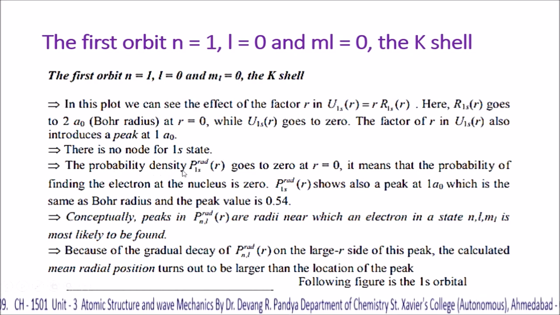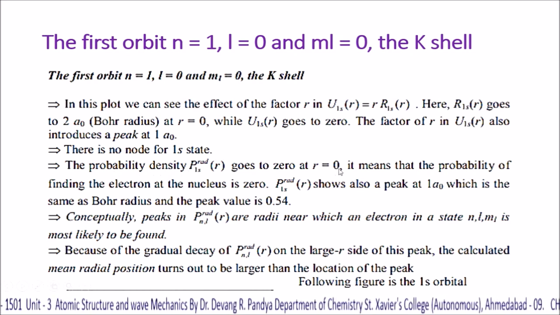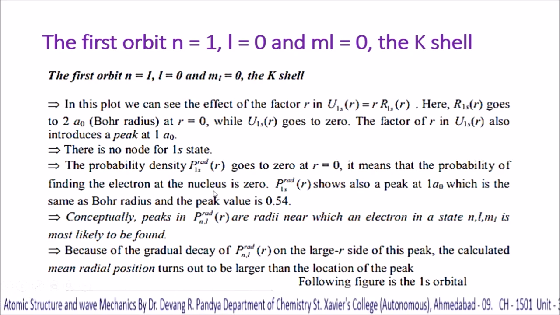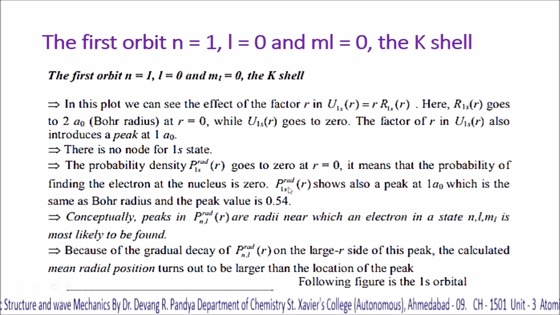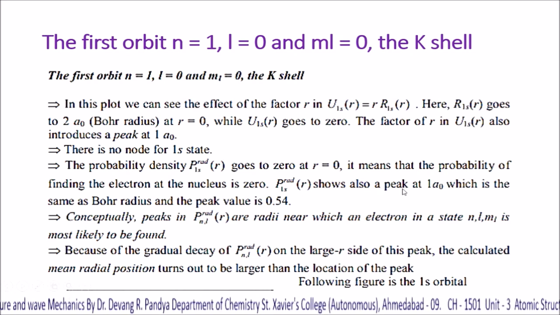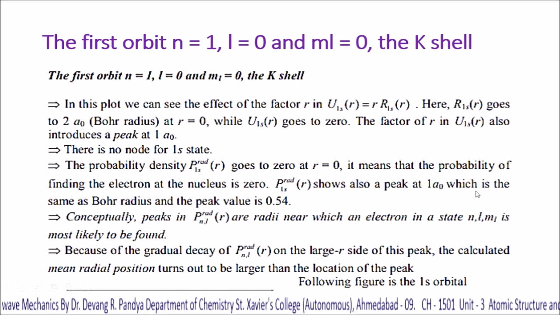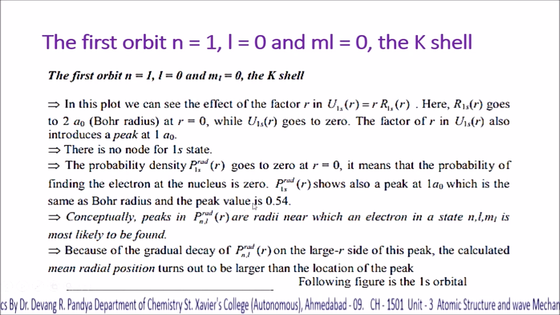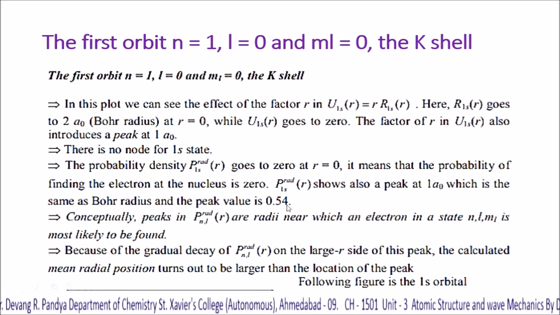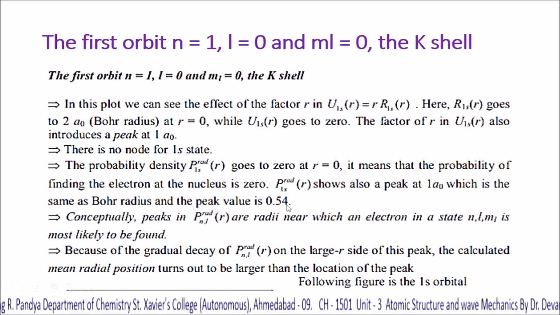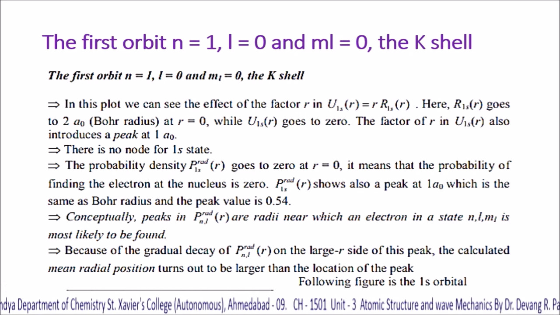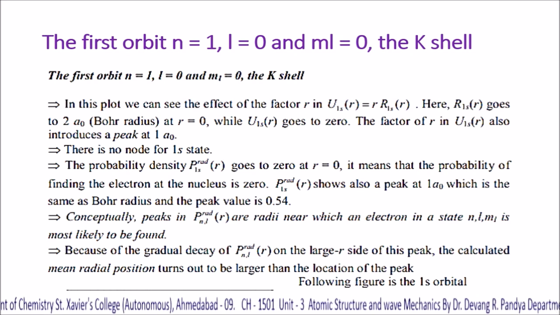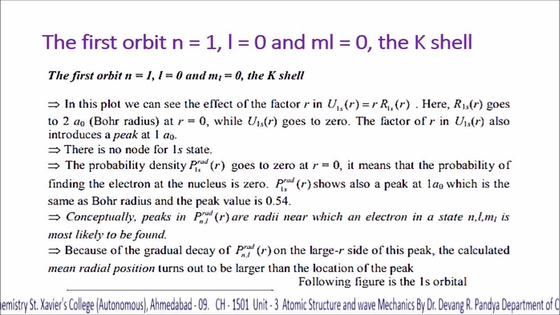The probability density goes to 0 at r is equal to 0. It means that the probability of finding the electron at the nucleus is 0, and that shows also a peak at a0, which is the same as the Bohr radius, and the peak value is 0.54 angstrom, and that represents the radius of an atom which contains one electron in the 1s orbital, meaning this may be the radius of the hydrogen atom.